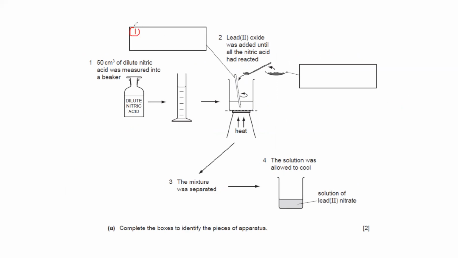What about number 1? Stirring rod or a glass rod. And what about the second one? Is it a watch glass? It's a stirring rod. So it's a watch glass because evaporating dish is a bit deeper. That's right.